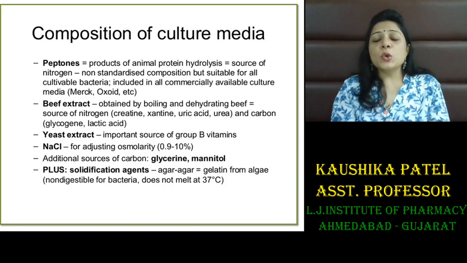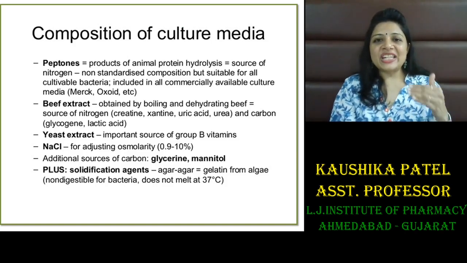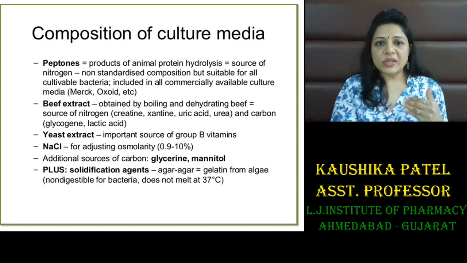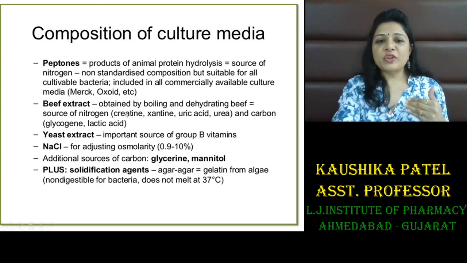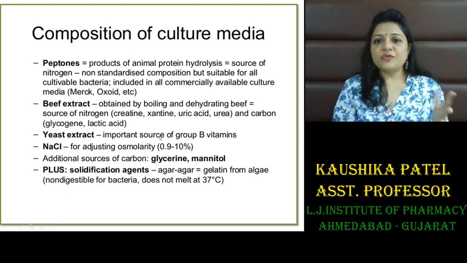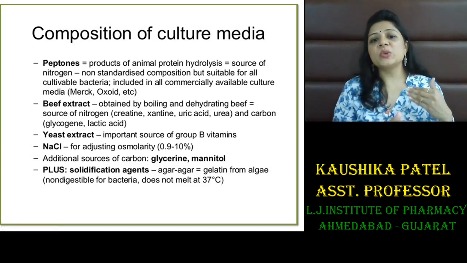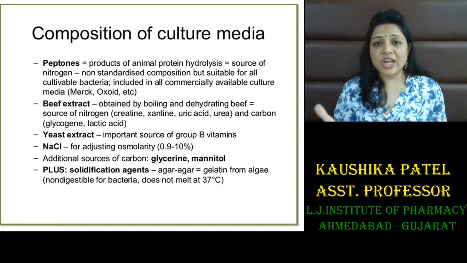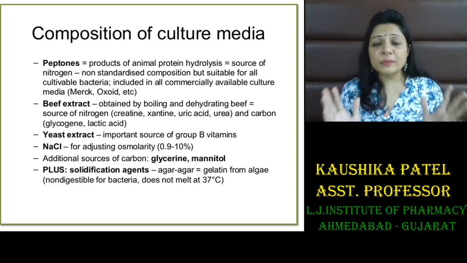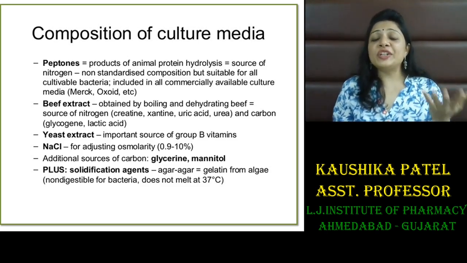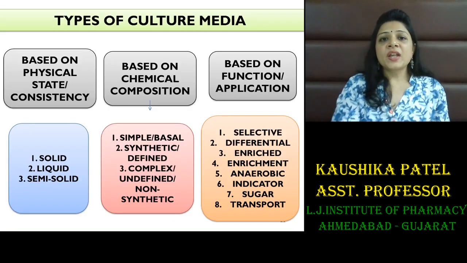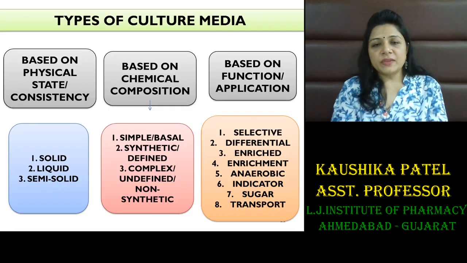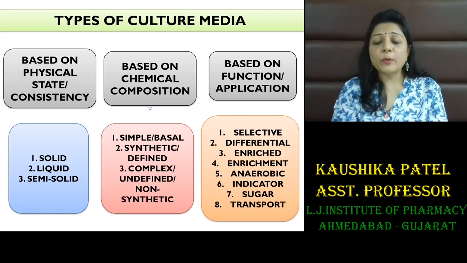So when you are preparing the culture medium, you can add different components to provide different nutrients. You can add peptones as a protein source, beef extract as a source of nitrogen and carbon. You can use yeast extract as a vitamin source. You have to add sodium chloride as an osmotic pressure adjusting agent, and you have to add a solidifying agent in case of solid culture medium. Now, different types of culture medium are available. You have to select a proper one depending upon your requirement.